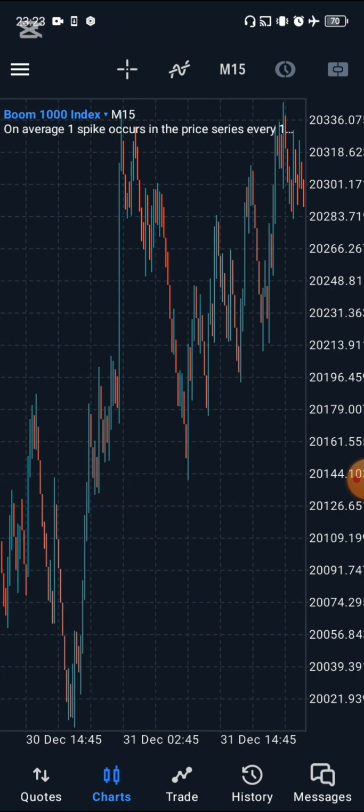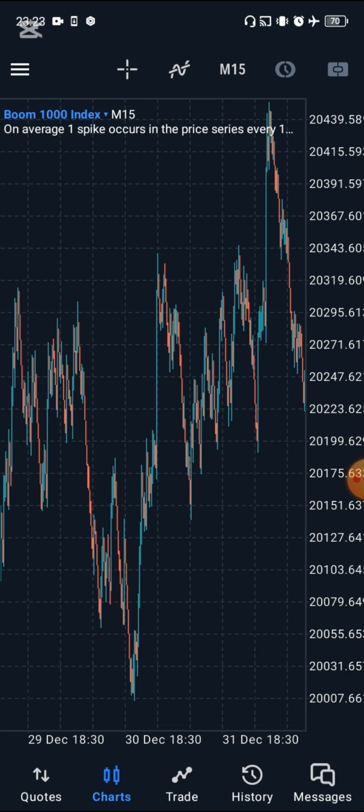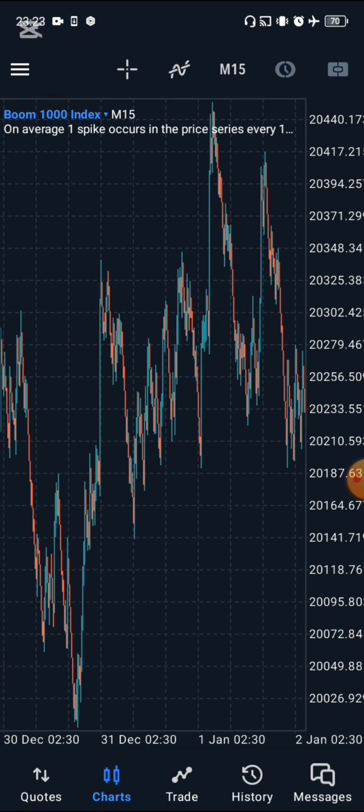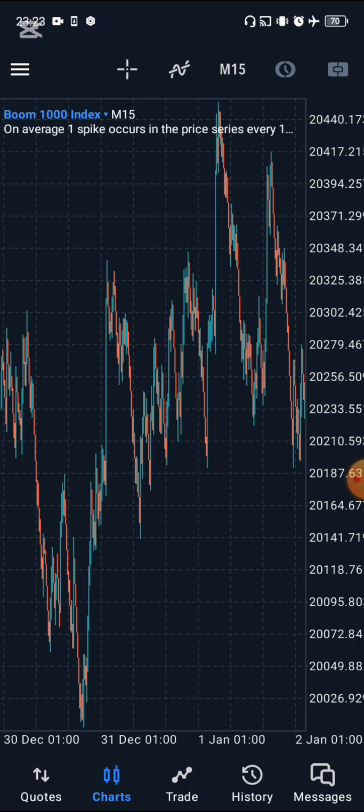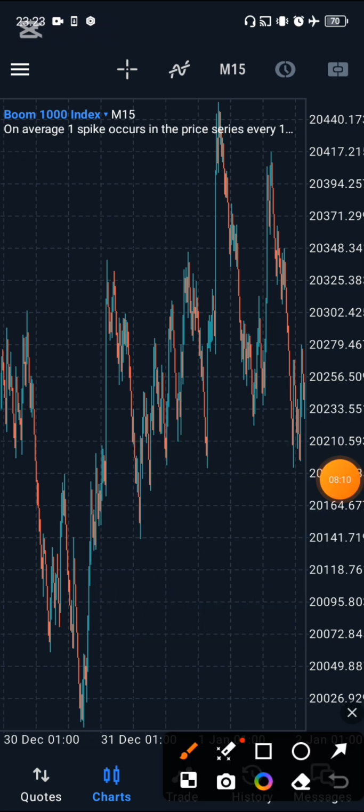And this is Boom 1000. You can enter for both spikes and both ticks over here. So that's how simple this is. But just like any strategy, it isn't 100% perfect. So let's take this for example over here. It can get a little bit confusing sometimes.